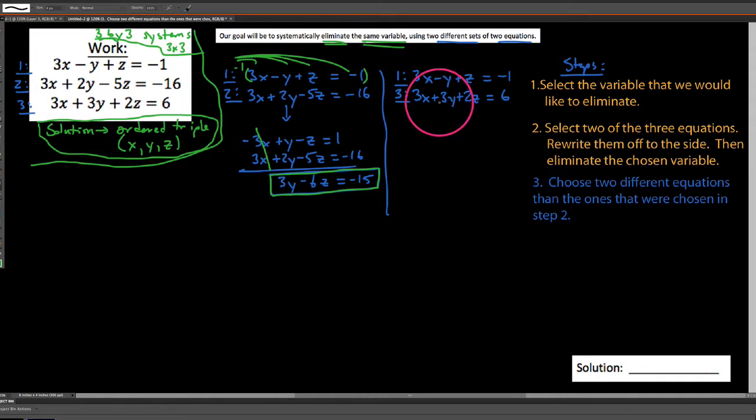Eliminating the same variable from the two different sets of two equations means that we have to eliminate the x's again. I wouldn't want to eliminate the y's or the z's because we're trying to eliminate x. So, trying to eliminate x, it would be very straightforward to say, okay, let's take a -1 times the whole first equation and rewrite this. So we get -3x, positive y, minus z equals +1. And then our second equation, which we didn't change at all, is still 3x plus 3y plus 2z equals 6.